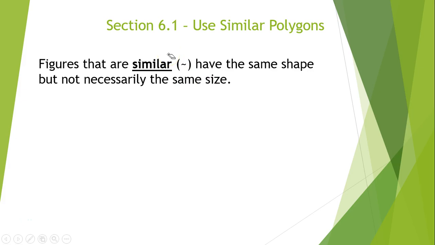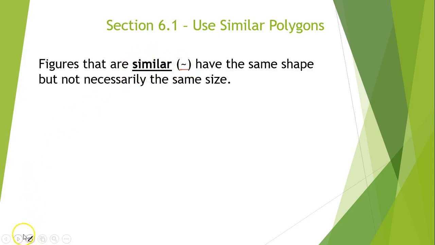Okay, to start us out in this section, we're going to look at the definition of what similar is. Figures that are similar, and this is how you denote similar, and we'll see that here in just a little bit, have the same shape, but not necessarily the same size. Two figures that are the same shape and size are congruent, but ones that have the same shape but not the same size are called similar.